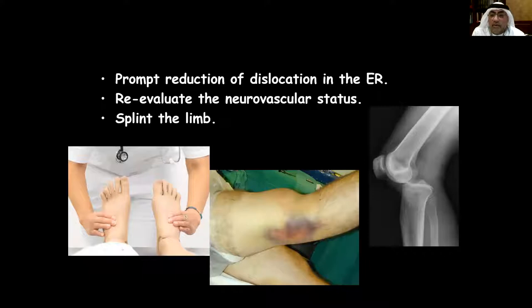You need to check if there is any dislocation. You need to reduce it immediately. You need to evaluate the neurovascular status, and you need to splint the limb. You don't want that knee to be re-injured just from transporting the patient between the emergency room and the OR or the radiology room. So you need to make sure that they are splinted and protected.